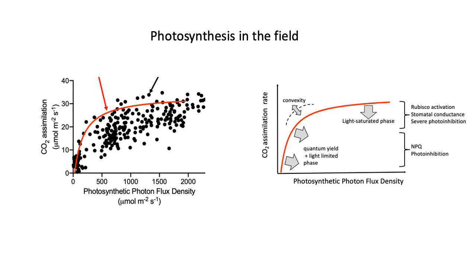Why would this be? Well, under high temperatures, high light and potentially high vapor pressure deficit, you see a reduction in quantum yield in the light limited phase. This can be due to photoinhibition or non-photochemical quenching, and a reduction in the light saturated phase and in the convexity can be due to rubisco activation, stomatal conductance, or severe photoinhibition.